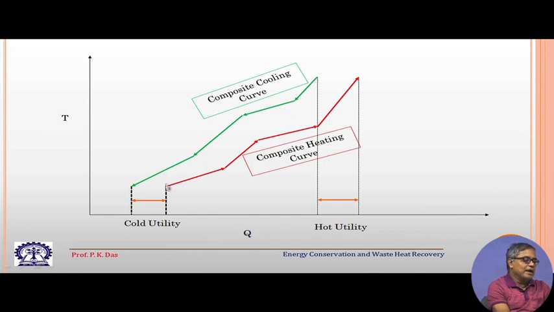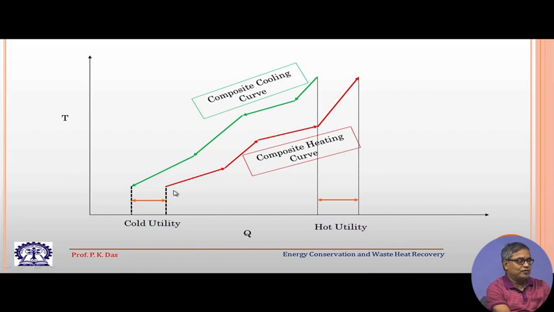So, if I extend this line, and if we consider within these two lines, the curves are overlapping with each other. So, in this portion there would be possible heat transfer between the cold streams and the hot streams. So, this is what we will target for energy saving.